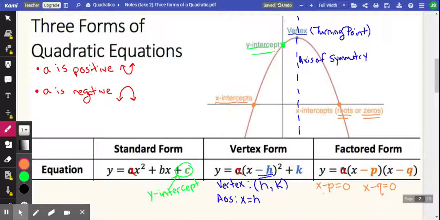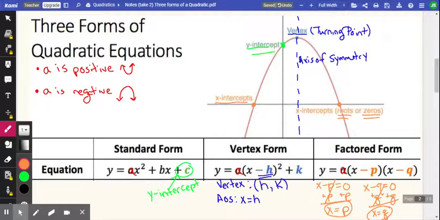So we could find where our x-intercepts are by setting each one of these factors equal to zero and then solving them. So if minus p, we'd have to add p to both sides. X equals, well, 0 plus p, well, 0 plus anything will keep the identity the same. So one of my x-intercepts would be equal to p. And the other one, if I add q to the other side, my other x-intercept would equal q. And that's the other thing that we did this week. We just use those with numbers.